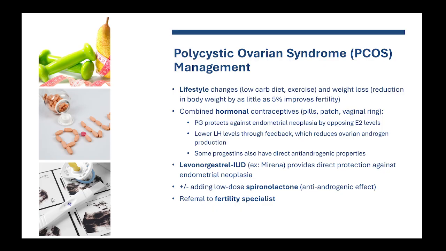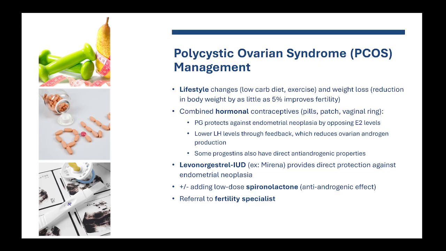So important to give them combined hormonal contraceptives, which can be by pills, patch, vaginal ring, for example. The reason is that the progesterone in these contraceptives will protect against endometrial neoplasia by opposing the estrogen levels. So these hormones will also lower the LH levels through the feedback loop, which will reduce ovarian androgen production. And also some of these contraceptives on the market, their progestin have also a direct anti-androgenic property. So that can really help the women with their facial hair increase and so on.